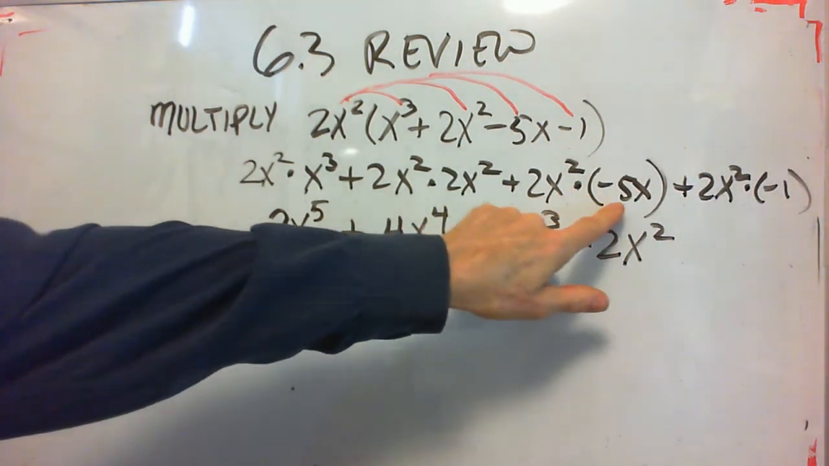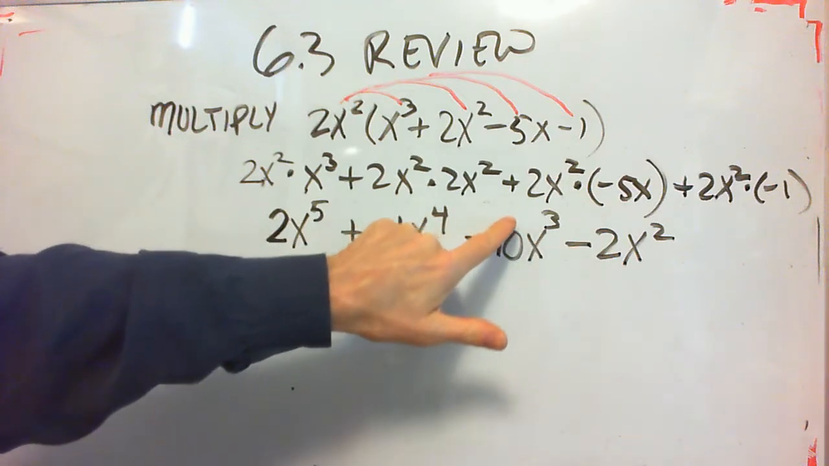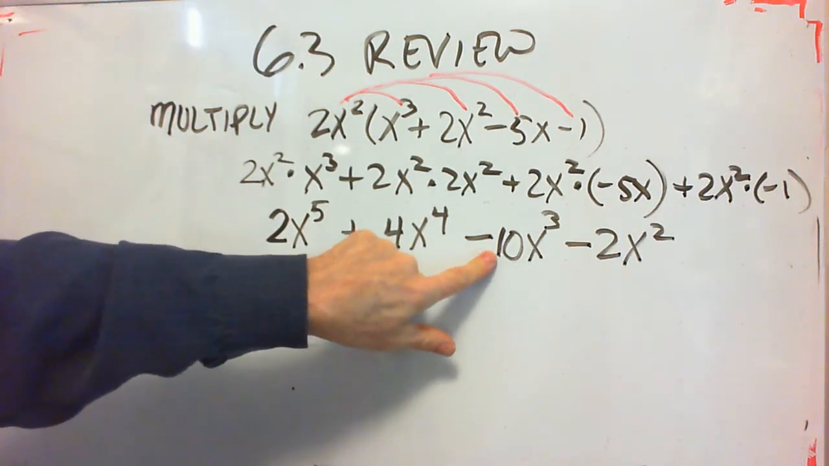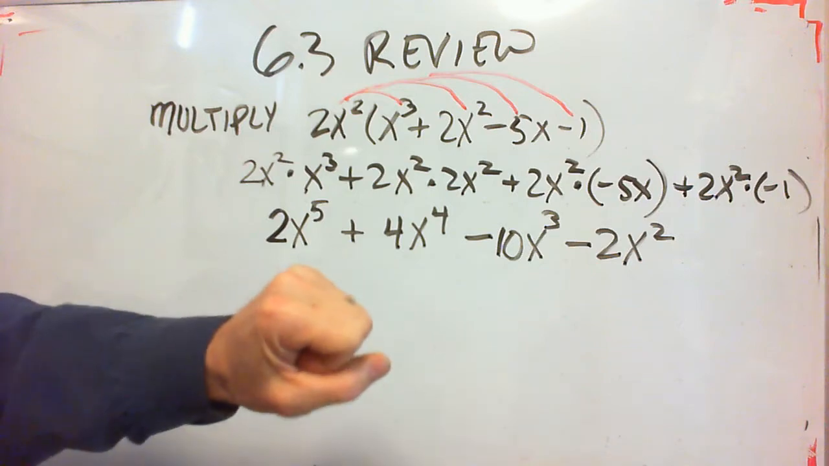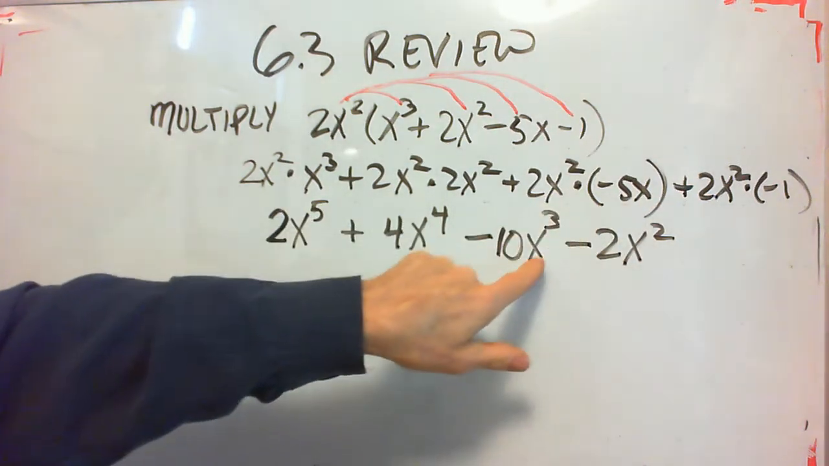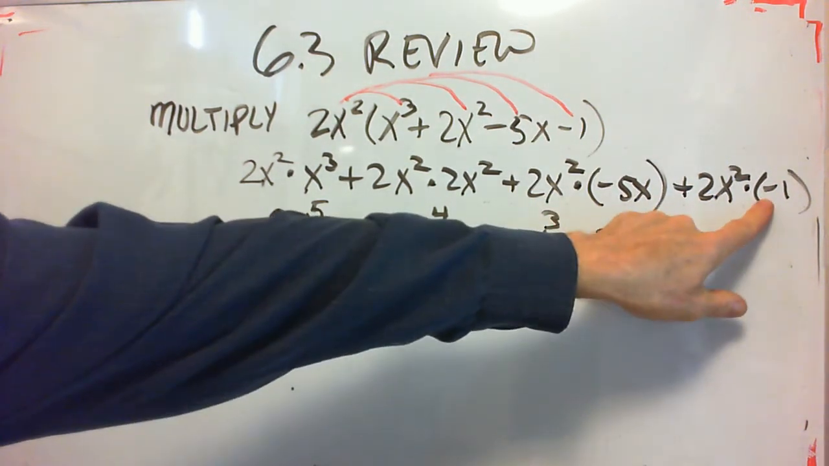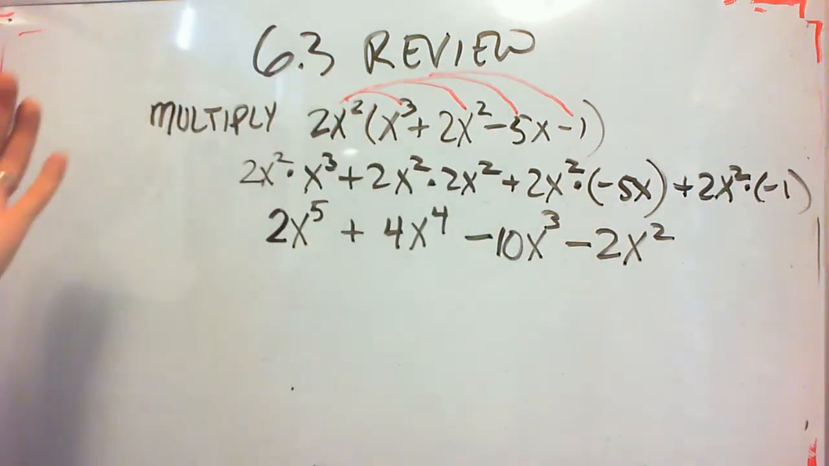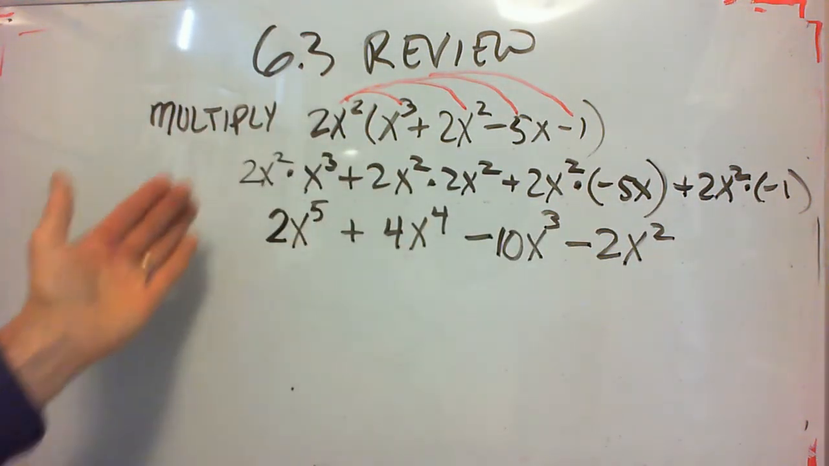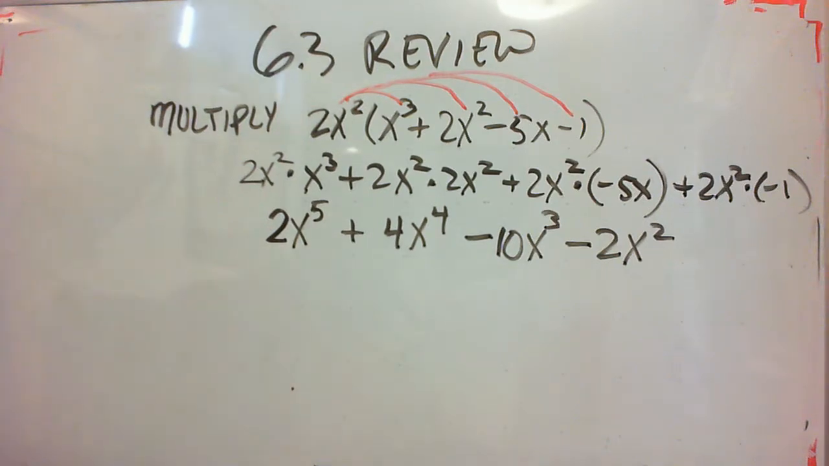Then we have the 2x squared times negative 5x. The 2 times negative 5 is negative 10. X squared times x to the 1st is x cubed. And then finally, the negative 1 times 2x squared is minus 2x squared. And that's it. We can't combine any of those terms. That's our answer.